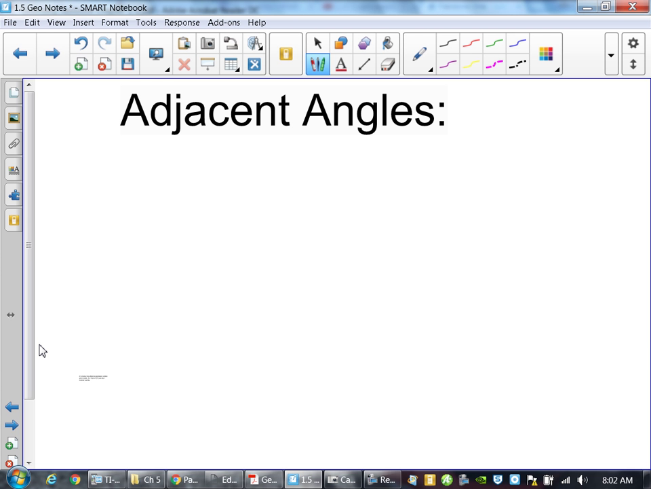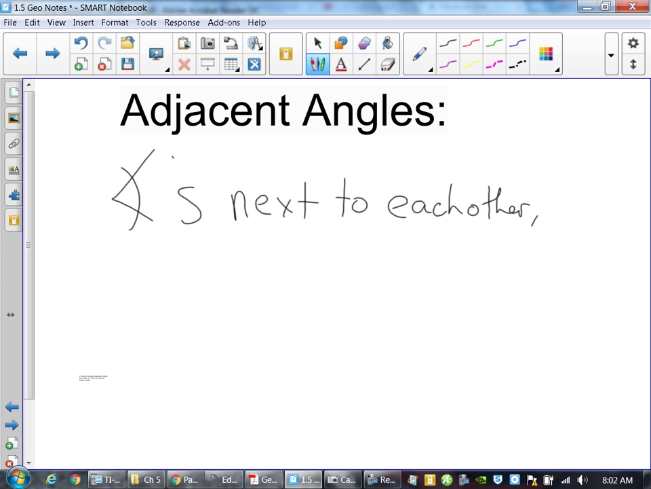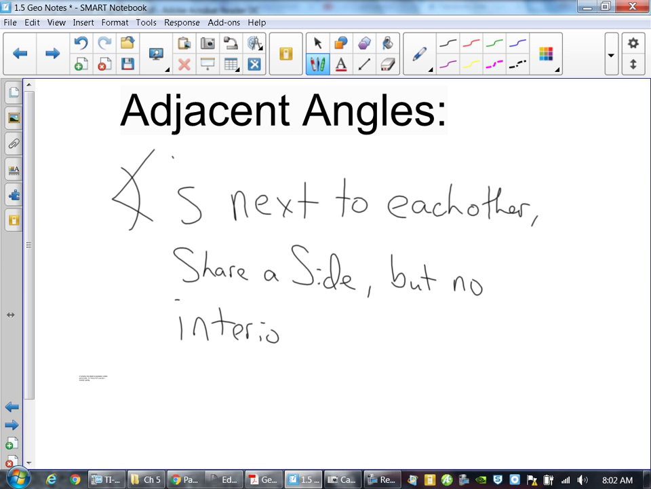Adjacent basically is angles that are next to each other. Angles that are next to each other, real easy way of looking at it. So like the wall, they share a side, but no interior points. This sounds weird. Share a side, but no interior point?